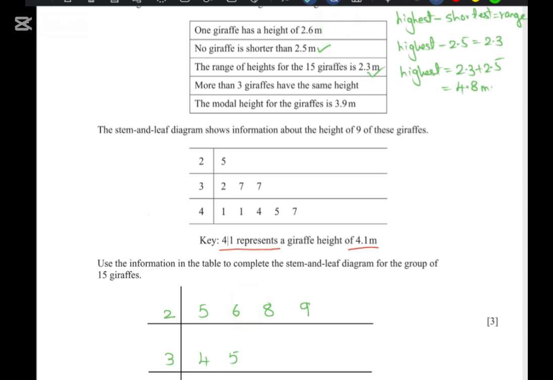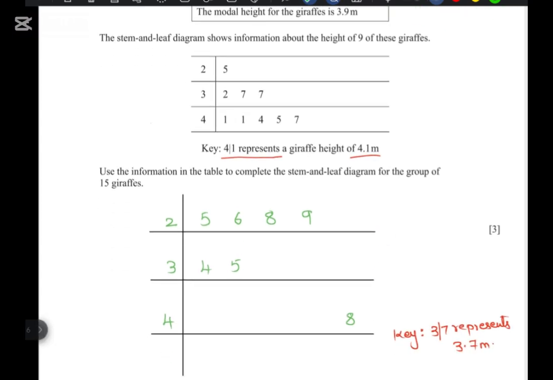The range no need to include. Three giraffes have the same height. The modal height is 3.9. So I am trying to write 3.9 more than 3 times. So 9, 9, 9, and 9. Now altogether how many? 1, 2, 3, 4, 5, 6, 7, 8, 9, 10, 11. Now we need 4 more to finish the diagram. So take any numbers here, 2, 3, 4, 5. So now it is 2.5, 2.6, 2.8, 2.9, 1, 2.